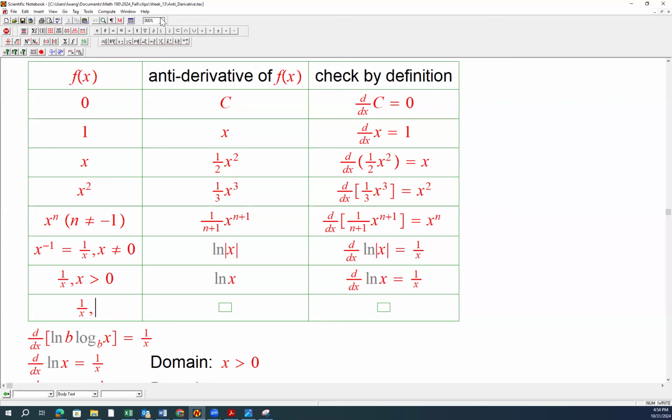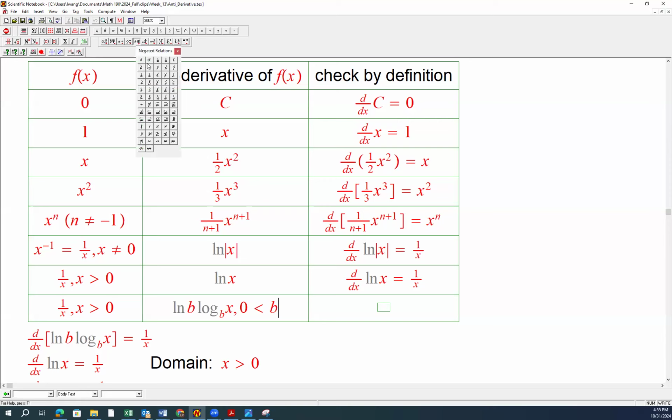So in this case it will be x greater than 0. Okay, so the antiderivative for 1 over x has this form. What's the difference between this form and the other two forms? Well, this form is any base of your choice. And of course, the base has to be larger than 0, not equal to 1. Be consistent with what we learned before.